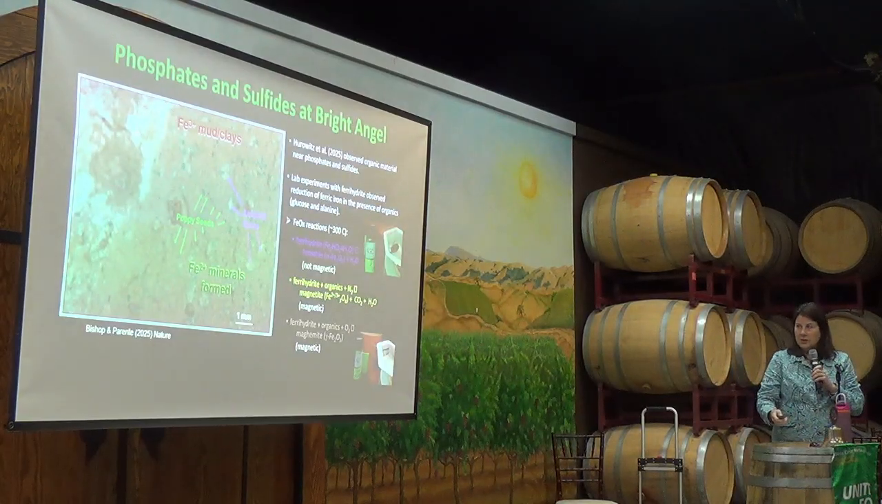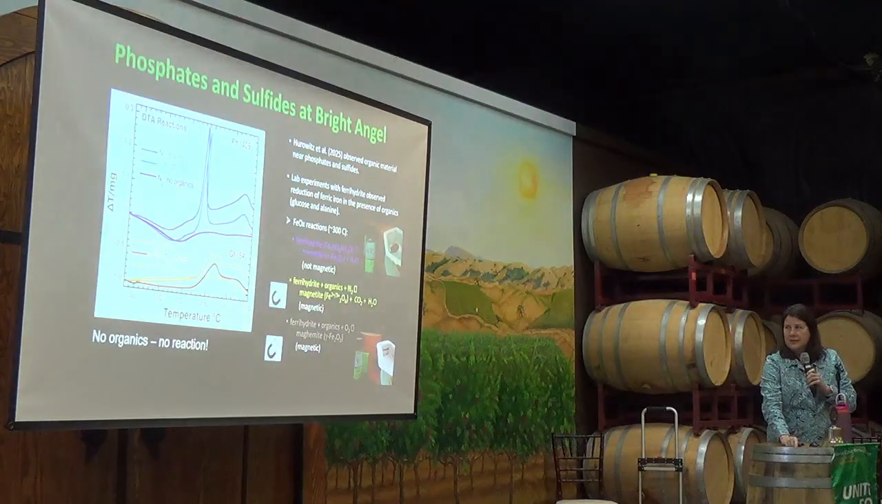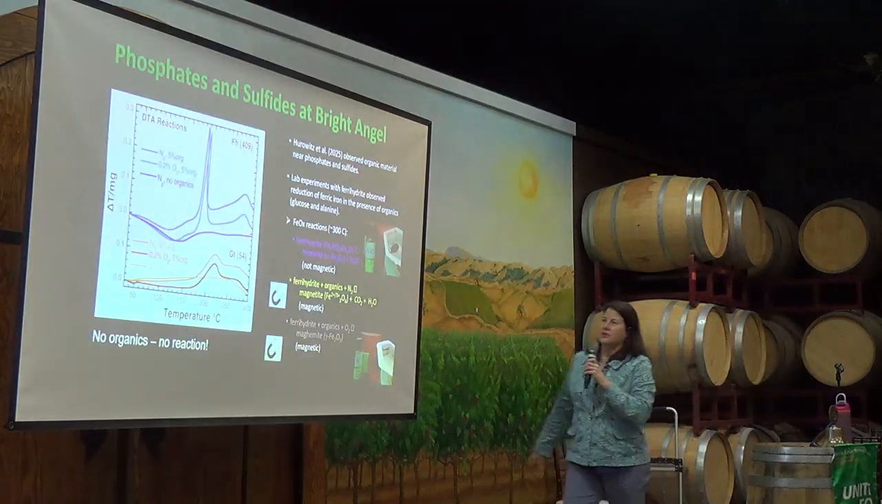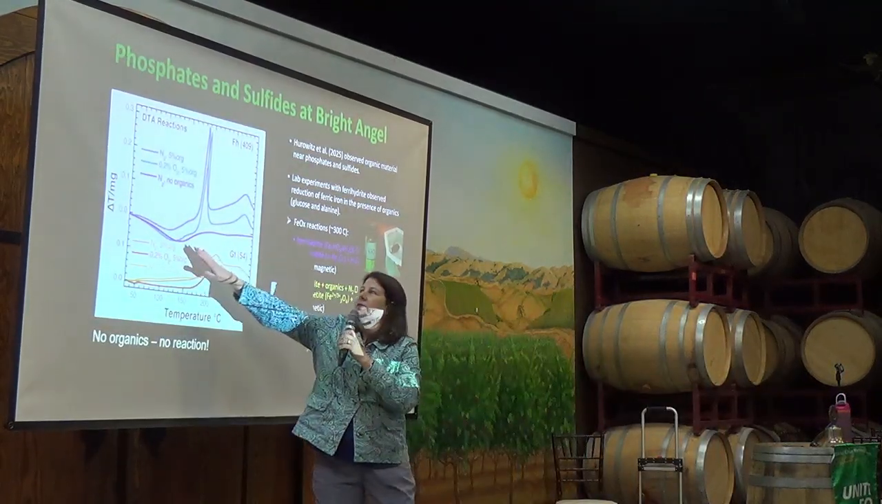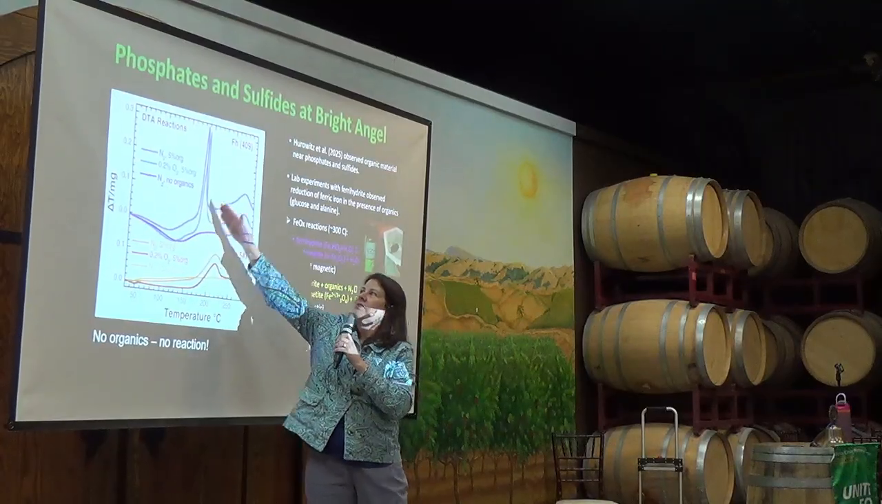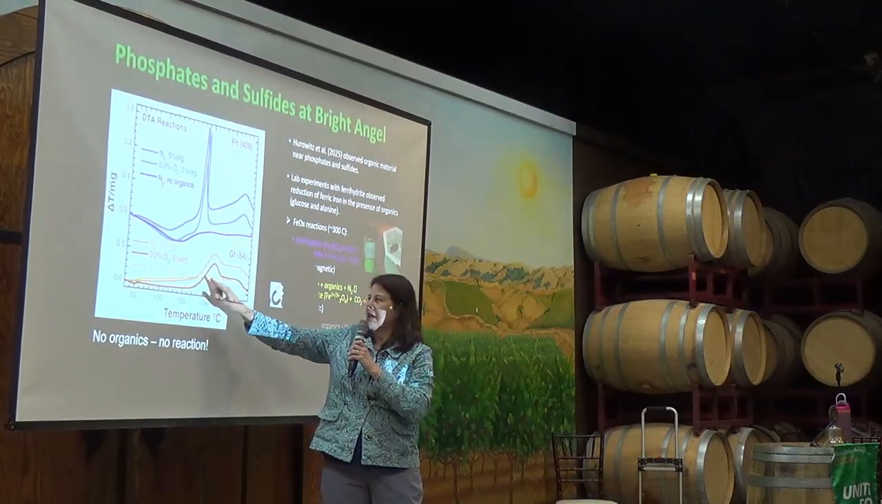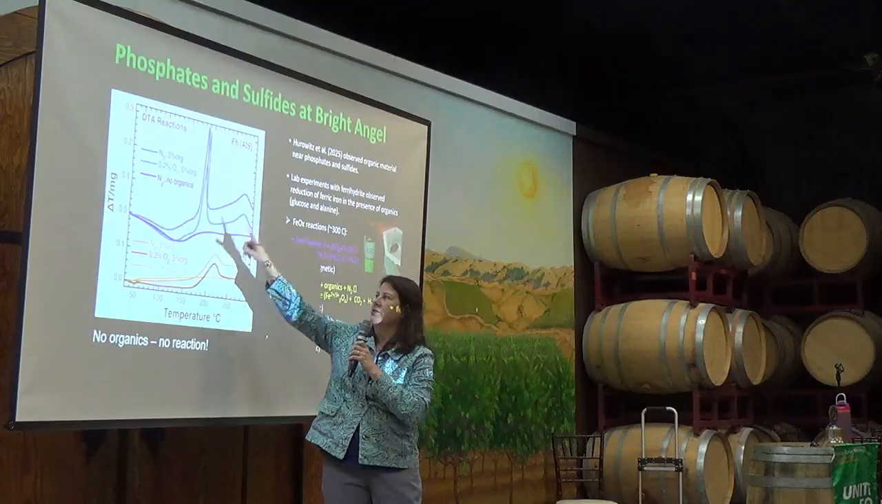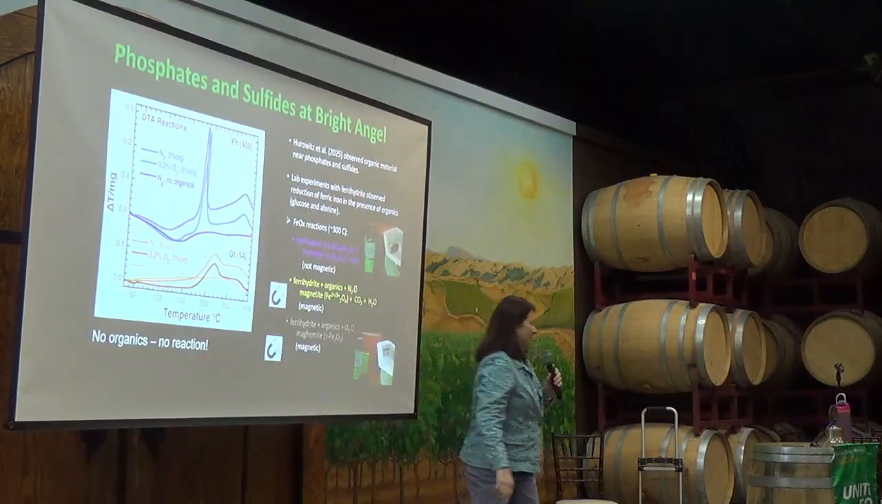So potentially, and this is just a graph showing, if you have no organics, you have no peak here. If you have no organics, this gold one, there's no peak here. So these were 2 types of reactions that we did in the lab.